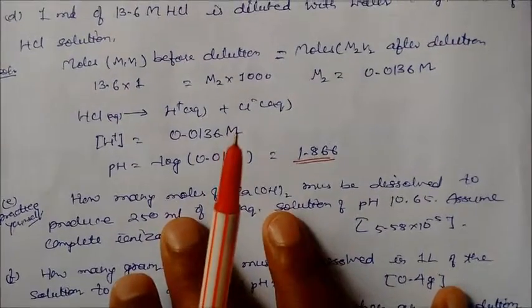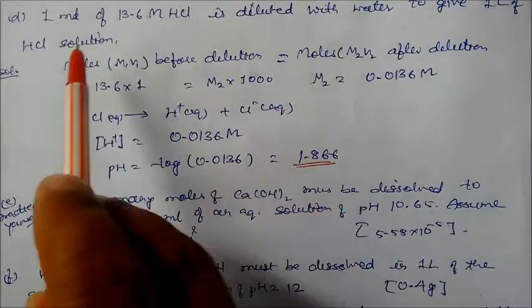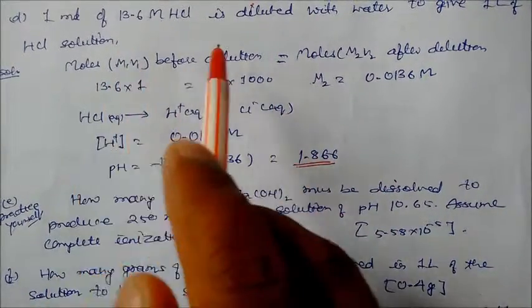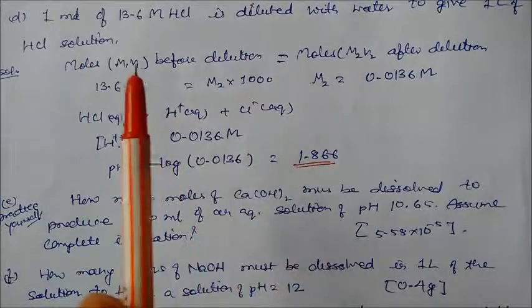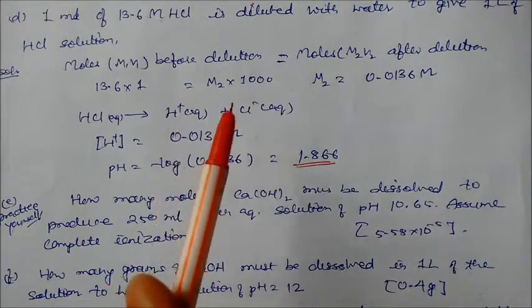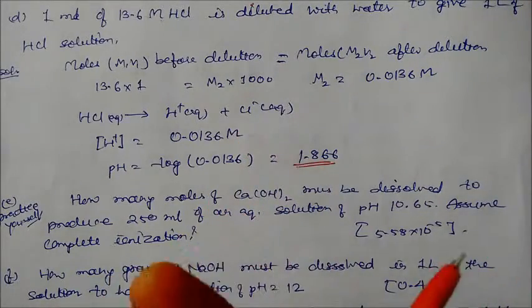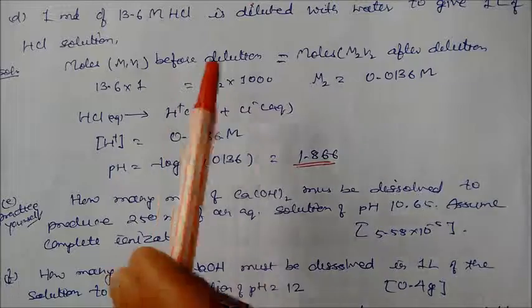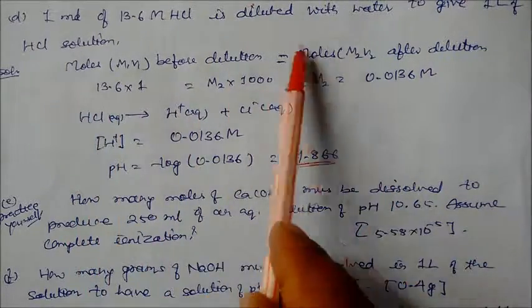1 ml of 13.7 molarity HCl is diluted with water to give 1 liter of HCl solution. Again here we are diluting with water, which means we are increasing the volume, like we discussed when the sugar solution is put into a different vessel containing only water. Molarity decreases. Moles will be the same, but molarity will change.